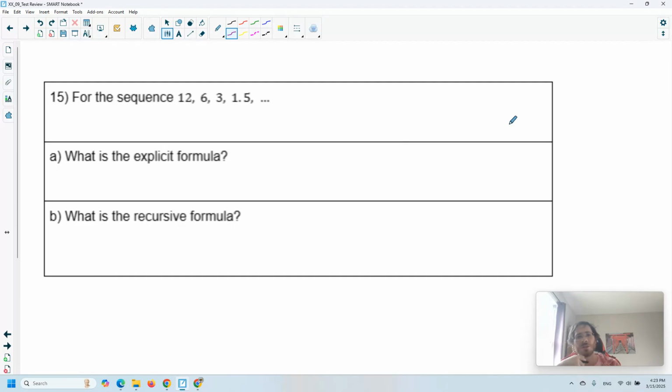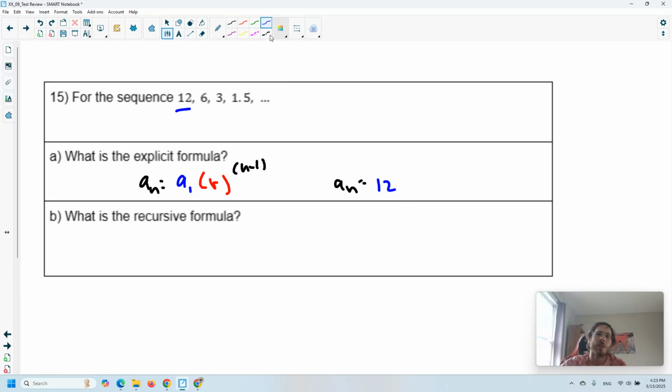All right, for 15, we've got another sequence. We have to get the explicit formula, and then we'll have to get the recursive formula. So let's go for it. So the explicit formula is a sub n equals a sub 1 times r, what we're multiplying by, to the power of n minus 1. So that's our explicit formula. And again, the whole idea here is we're just plugging into the formula. A1 is what we got at the start, 12.